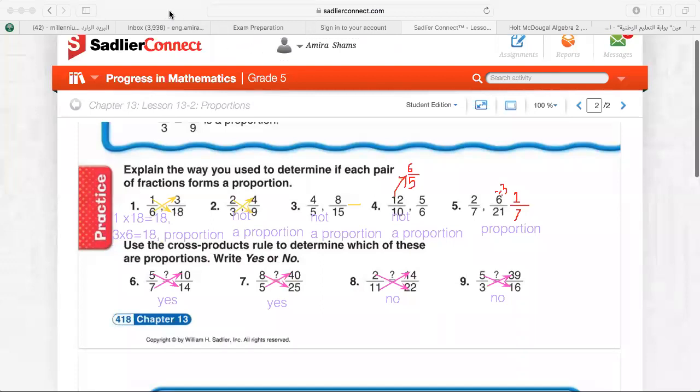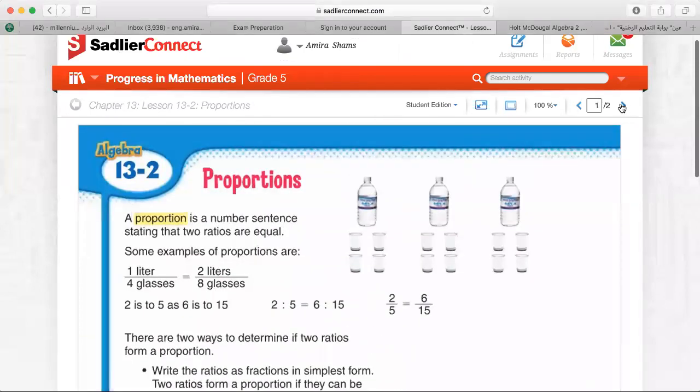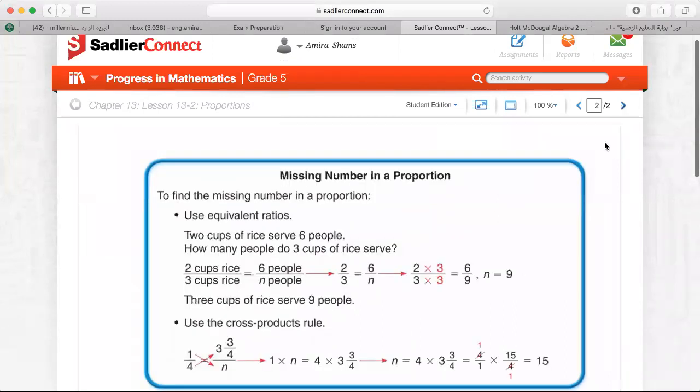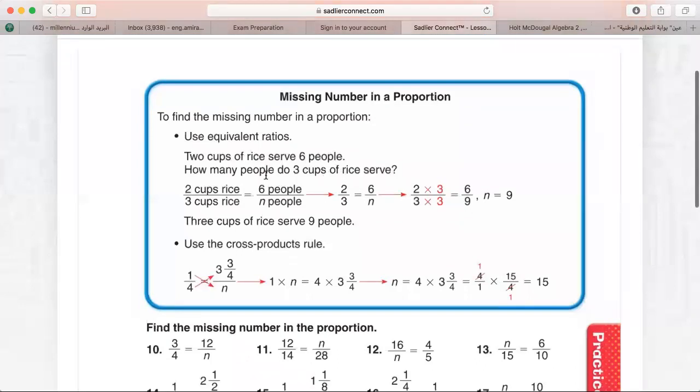Let's move to the second page. Missing number in a proportion. To find the missing number in a proportion, use equivalent ratios. Okay. 2 cups of rice serve 6 people. How many people do 3 cups of rice serve?